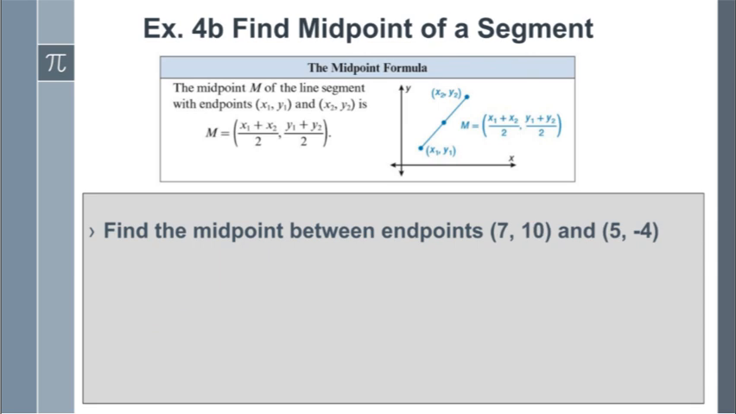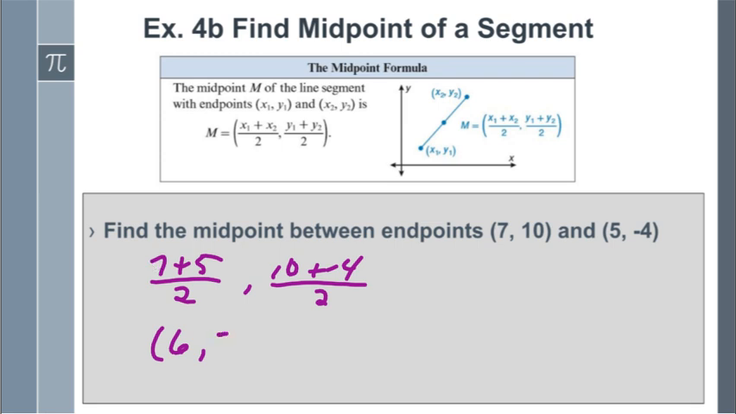Next one, find the midpoint with endpoints of 7, 10, and 5, negative 4. So we have 7 plus 5 divided by 2, and we have 10 plus a negative 4 divided by 2. 7 plus 5 is 12. 12 divided by 2 is 6. 10 plus a negative 4 is 6. 6 divided by 2 is 3. So our midpoint would be 6, 3.